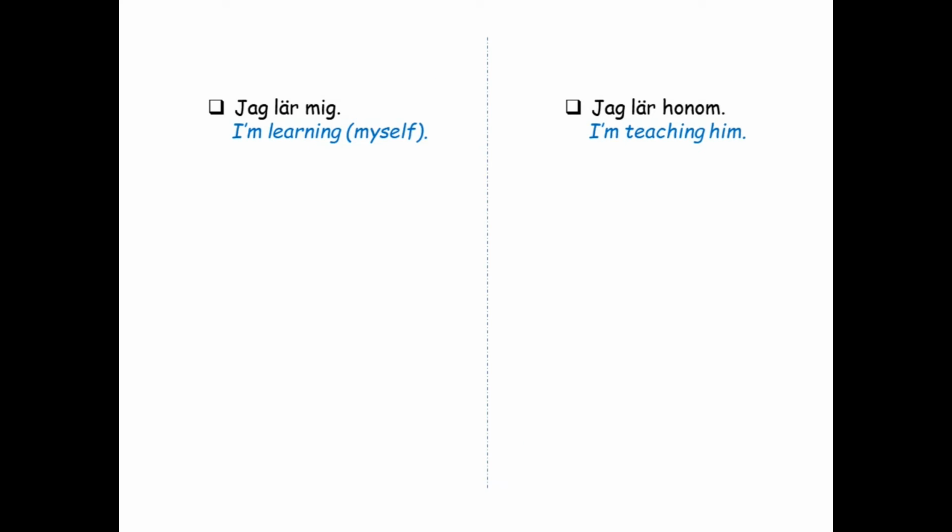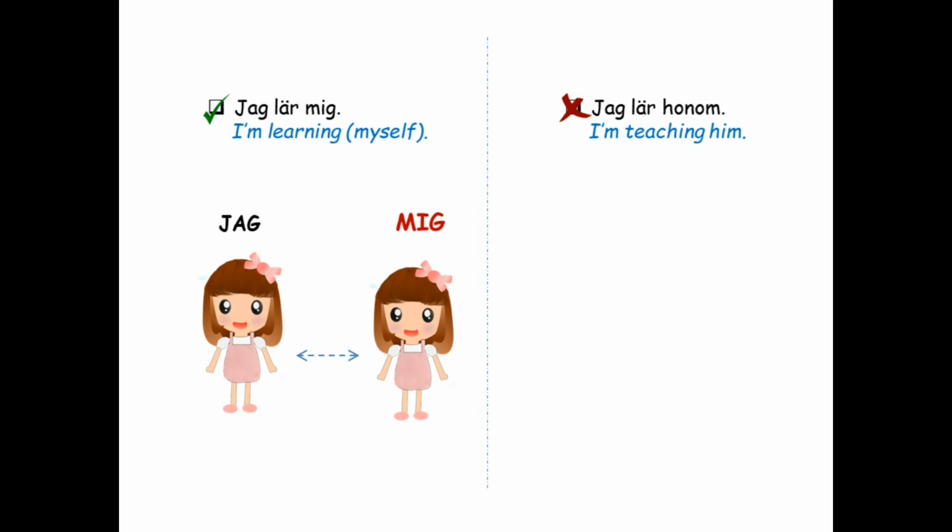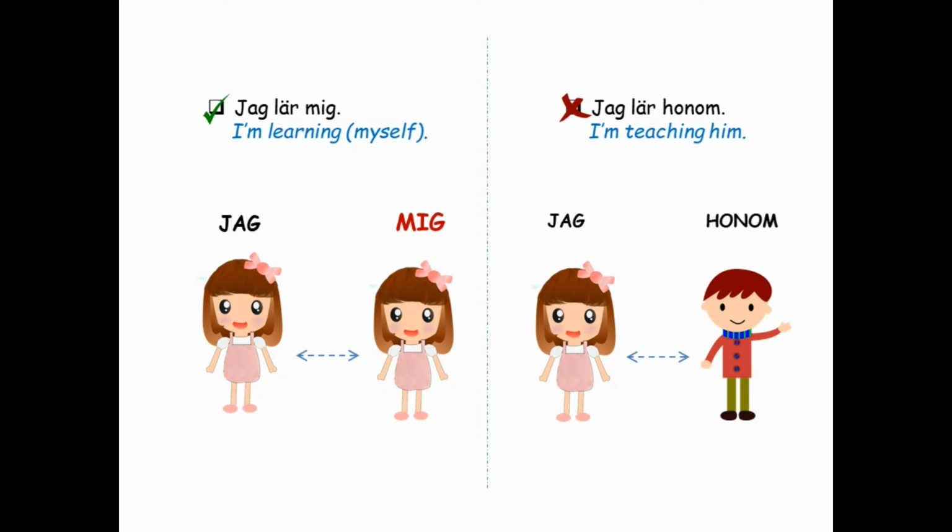Before we end this lesson, let's have a quick exercise. Which sentence do you think has a correct reflexive pronoun? Jag lär mig or jag lär honom. Great job! It's the first one. Why? It's because mig reflects back to the same subject as jag. The second sentence doesn't have any reflexive pronouns because honom here doesn't reflect back to the same subject. It means the subject jag refers to another person.